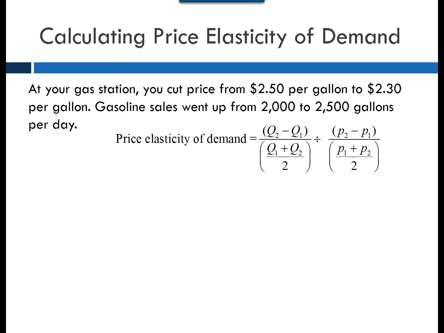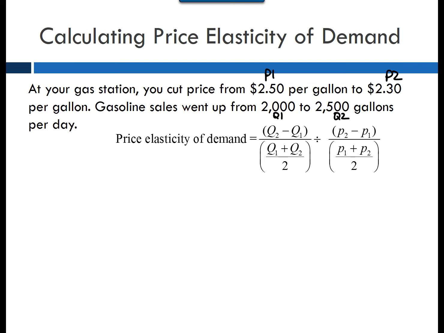So let's look at this guy. When you cut your price from 250 to 230, so you dropped your price by 20 cents, the number of gallons that you sold went from 2,000 to 2,500. So if we want to pop that into this equation here, okay, so this is price 1, and this is price 2, this is quantity 1, and this is quantity 2. Once you've identified those, you just plop them into the formula.